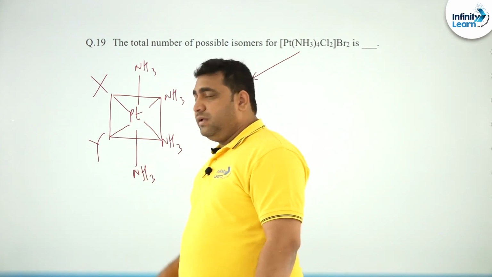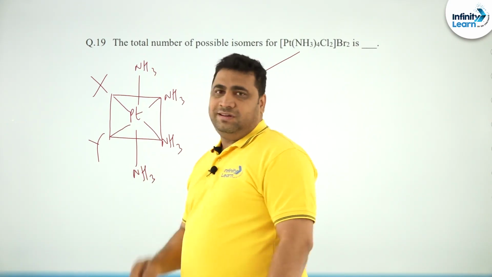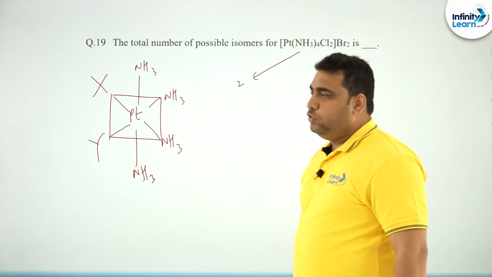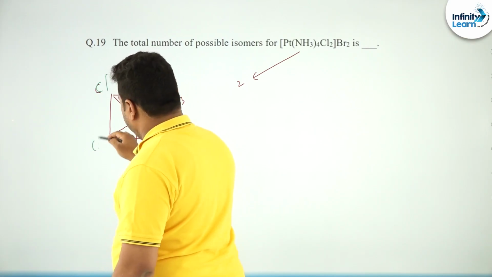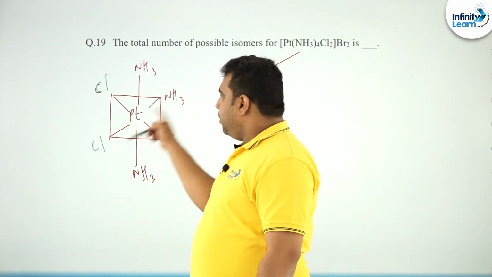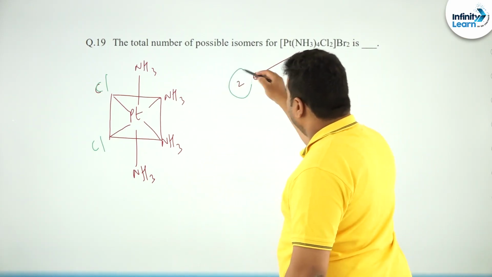So here in particular you can see X and Y, if you write here it is cis and if you write in opposite it is trans. So therefore, amine is of no use to you. You can keep here 2 chlorines, cis, keep opposite, you will get trans, 1. So how many came? 2.